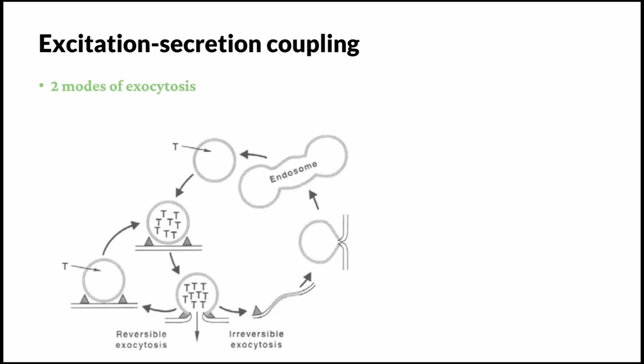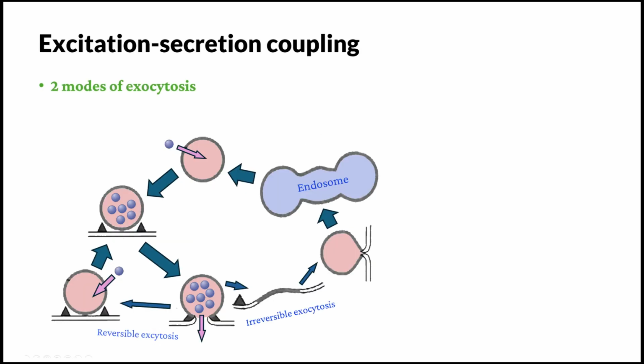There are two types of exocytosis. One is more economical. We can see it on the right side of this figure. This is called reversible exocytosis. The vesicle does not completely fuse with the membrane. Rather, it only opens a little hole and then goes back into a full vesicle. This process is also called kiss and run because the vesicle only kisses the membrane temporarily and then runs away.